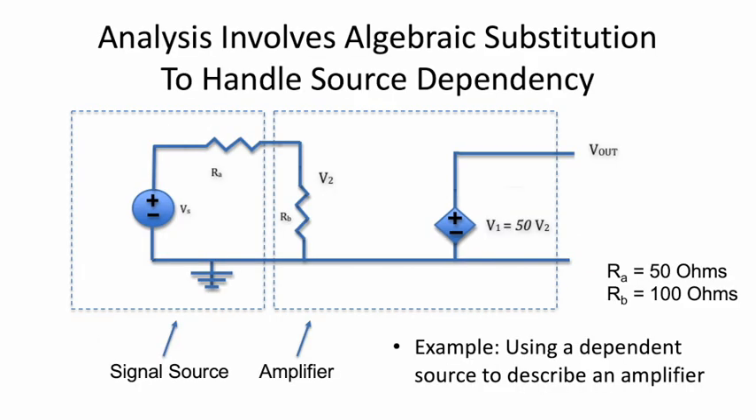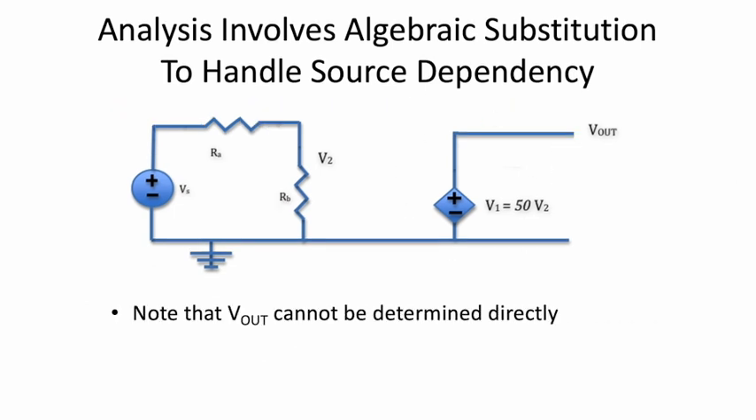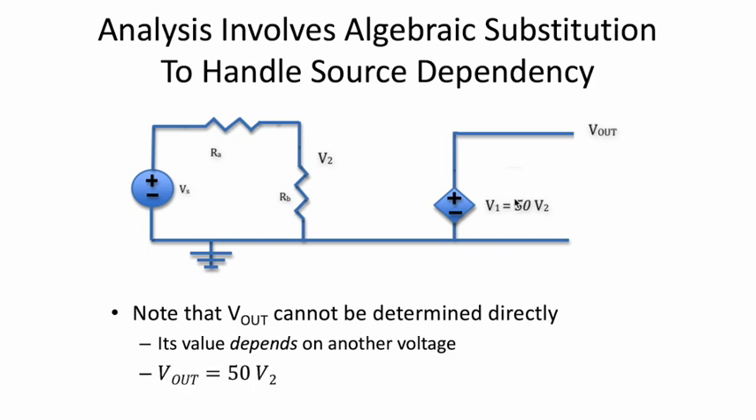Here's a quick example that illustrates the algebraic substitution in order to handle a source dependency. I'm showing two blocks here. The first is a signal source and the second is an amplifier. And the dependent source is describing the operation of that amplifier. Note that the output voltage here can't be determined directly. We don't have a specific value associated with the dependent source at this point. It depends on another voltage, in this case, the node voltage V2. And specifically, Vout is 50 times V2.